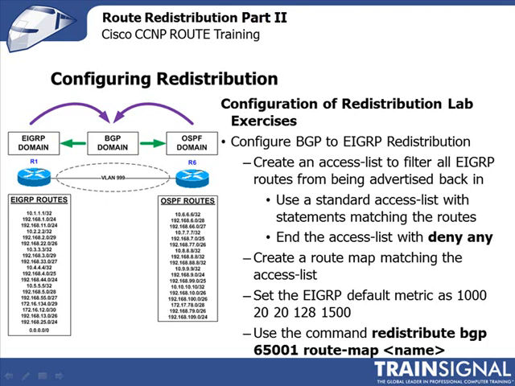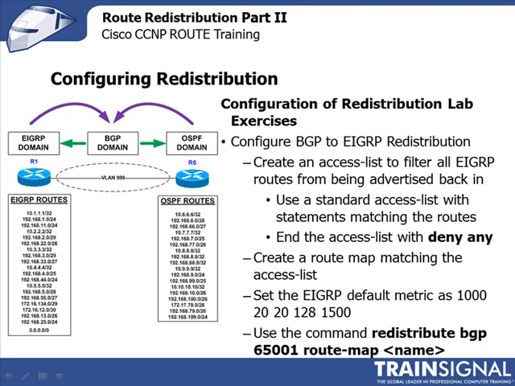But we need to filter, because otherwise we could create routing loops and ultimately a disaster. So the first thing we're going to do is create an access list to filter all those routes from EIGRP already advertised into BGP and keep them from being advertised back into EIGRP. So we'll use a standard access list matching the routes. We'll use a deny any. Remember, there's an implicit deny any at the end of every access list, but we're actually going to specify it. It's another best practice type element.